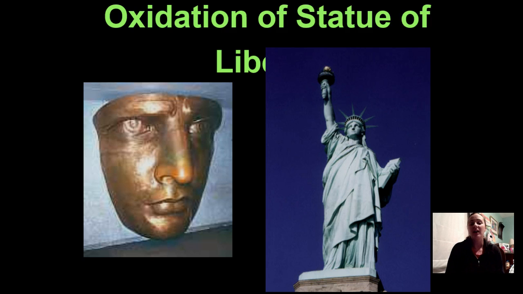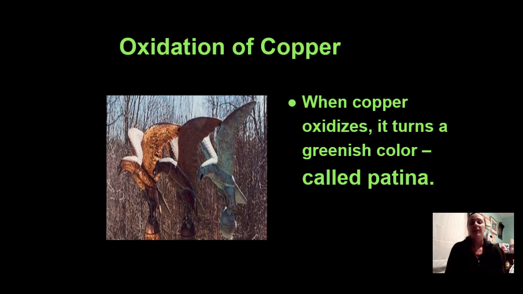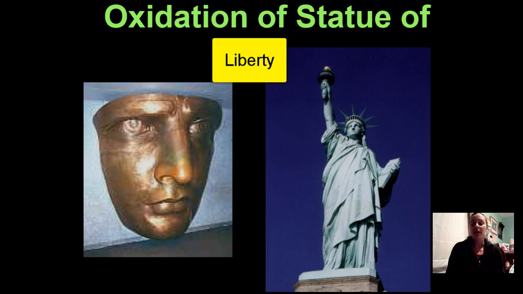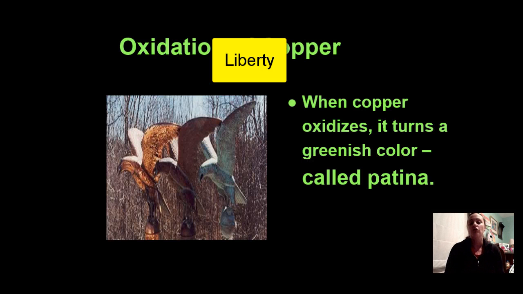And we have oxidation of the Statue of Liberty. Now, the oxidation of copper is what gives the Statue of Liberty that green look. This picture on the left side is what it was originally when it was first brought here from France. It was copper, and it is copper. But over time, the exposure to the air and to the elements has led to oxidation, and it creates this greenish color that we call patina.